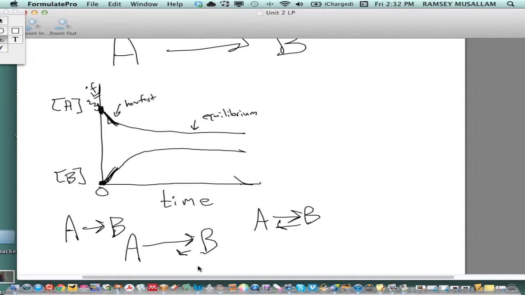So once we've reached equilibrium, A makes B, B makes A. Okay? A makes B, B makes A.